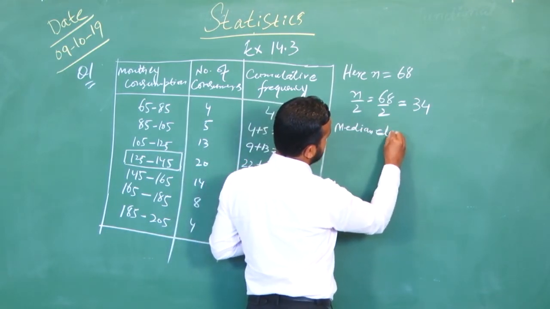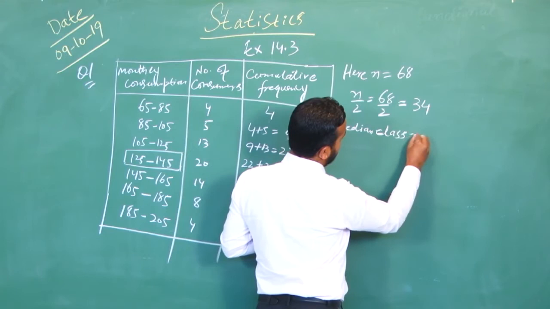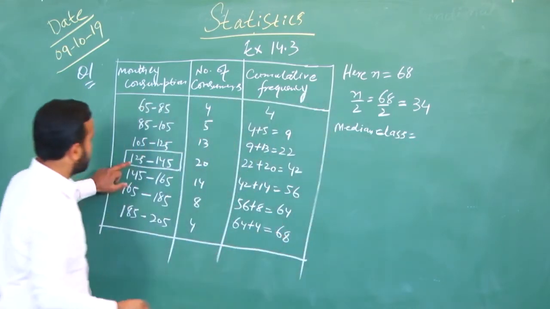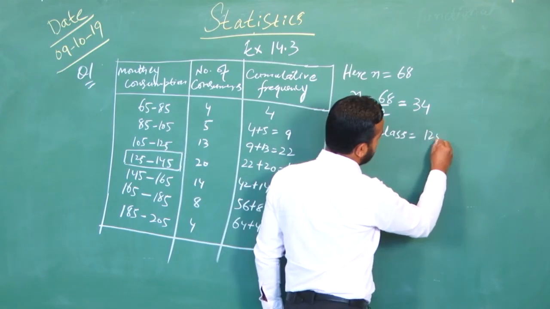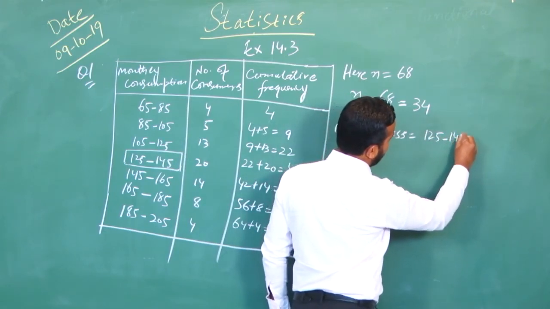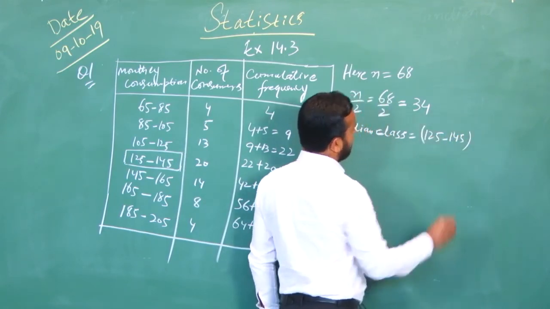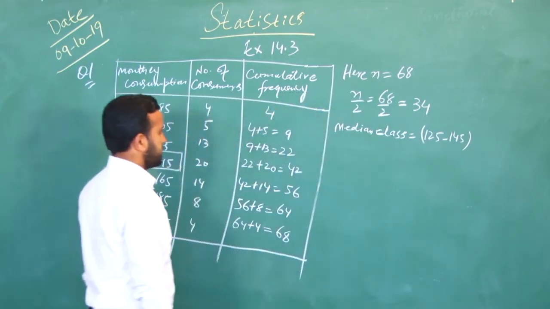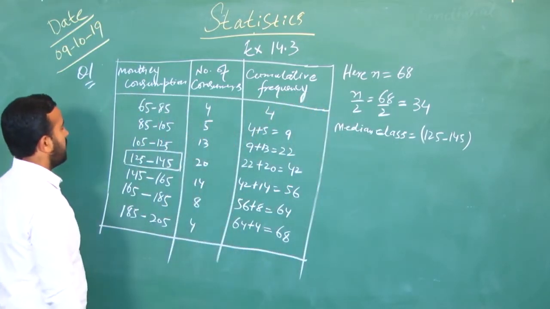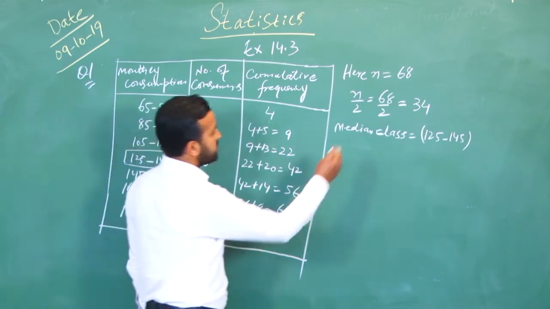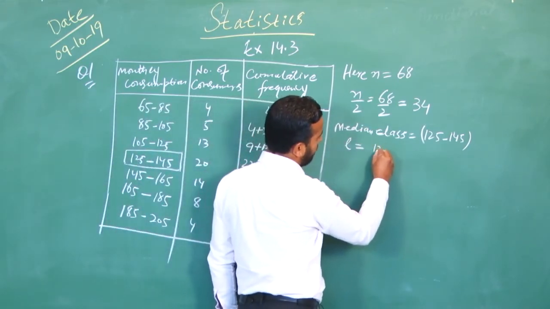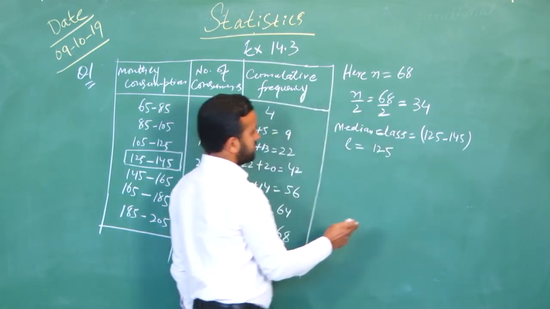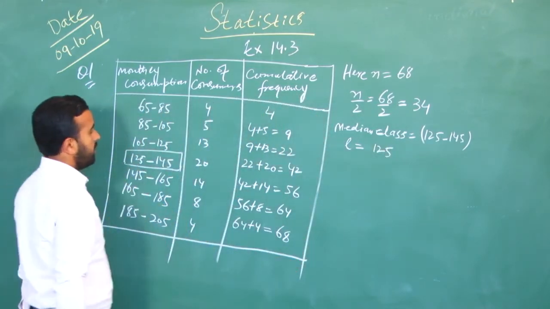Median class is 125 to 145. So this is 125 to 145. This is the median class. And now, out of this median class, what is the lower limit of it? L. L is here 125. That is the lower limit of this class, 125.